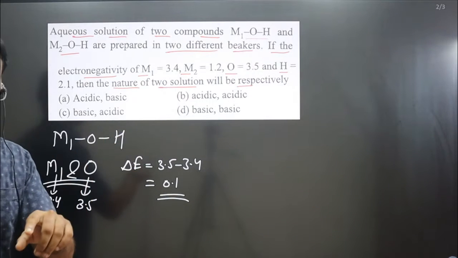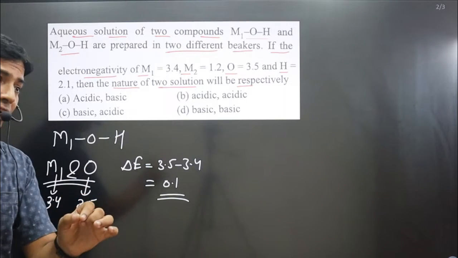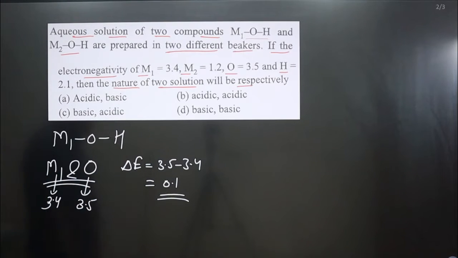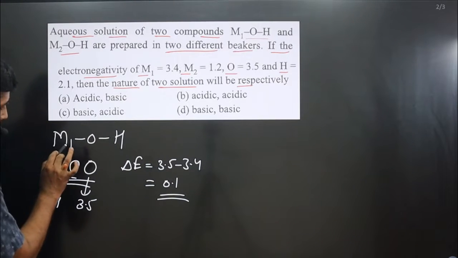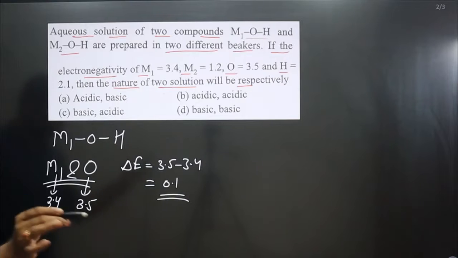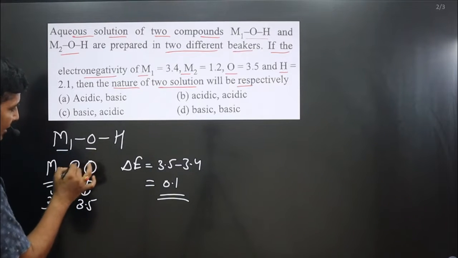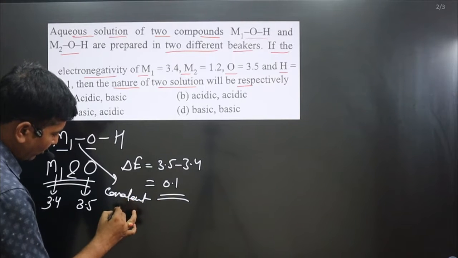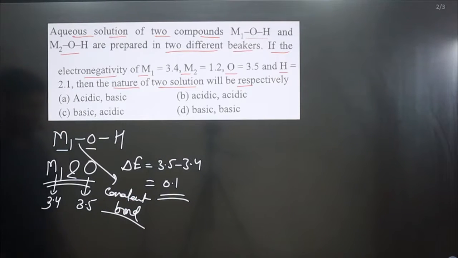If the electronegativity difference is very small, then it shows that it is a covalent bond. So the type of bond present between M1 and oxygen is a covalent bond. Covalent bond means breaking will not be taking place from here.